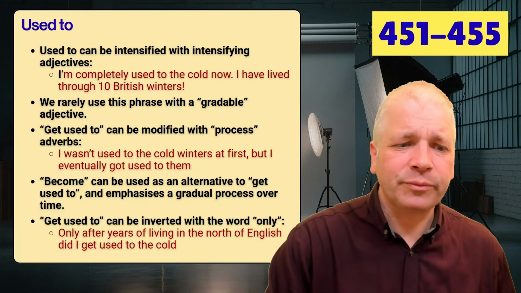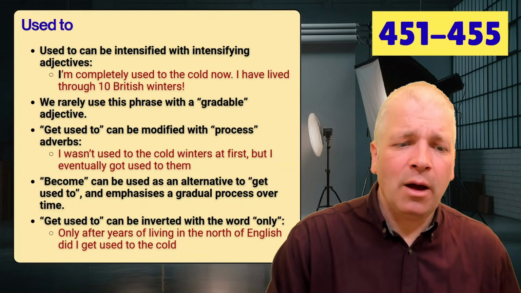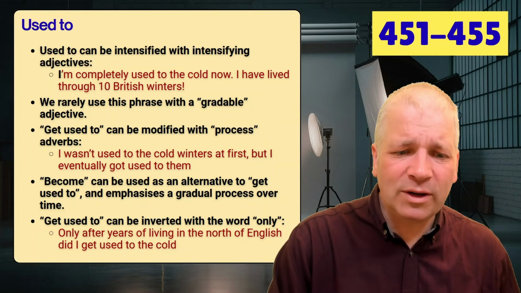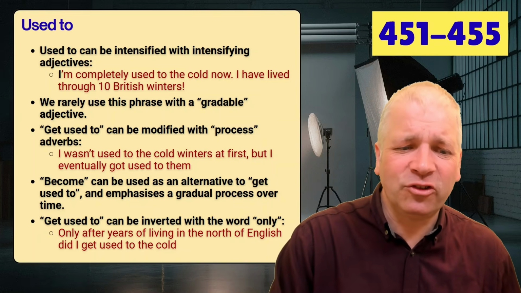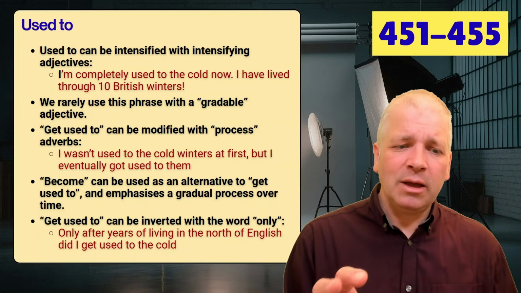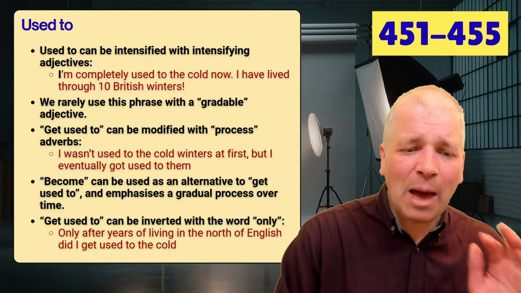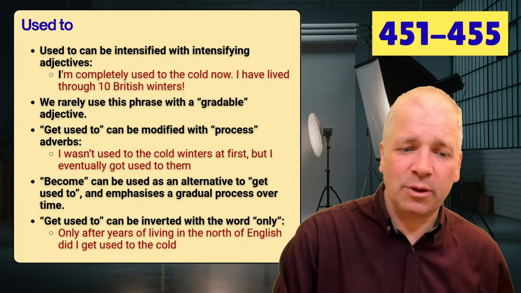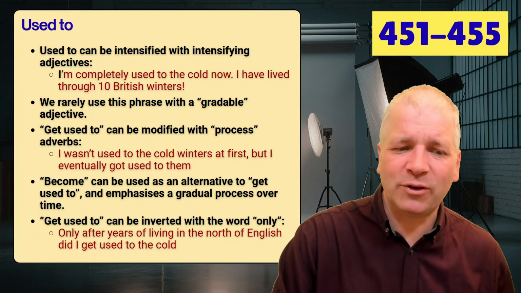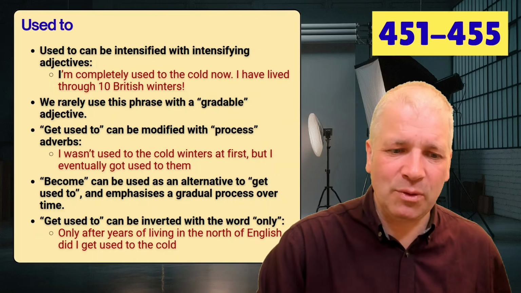Get used to can be modified with process adverbs. I wasn't used to cold winters at first, but I eventually got used to them. So eventually it gives the process and modifies got used to. Become can be used as an alternative to get used to and emphasizes a gradual process over time. So in the example above, I eventually became used to them.